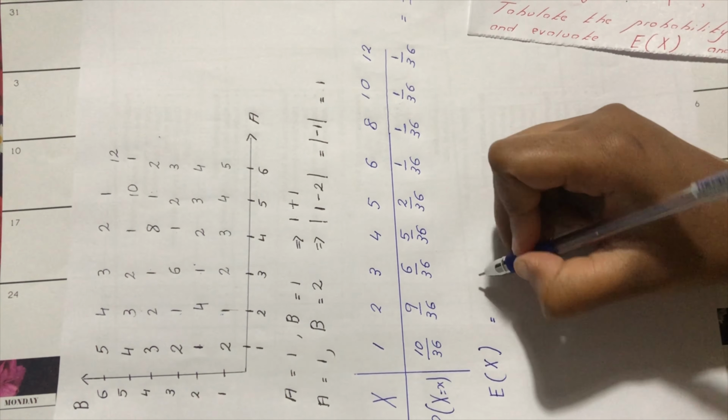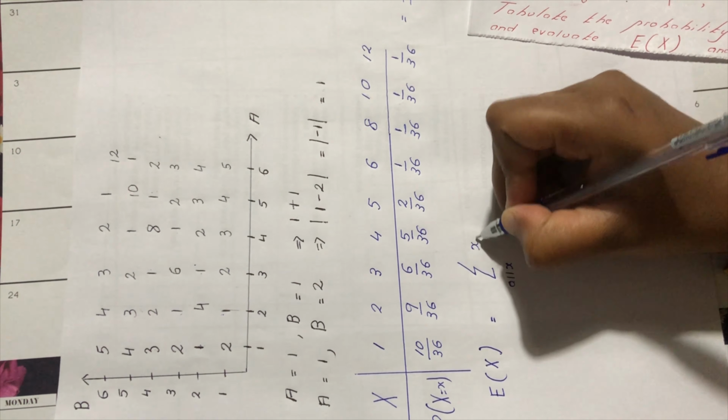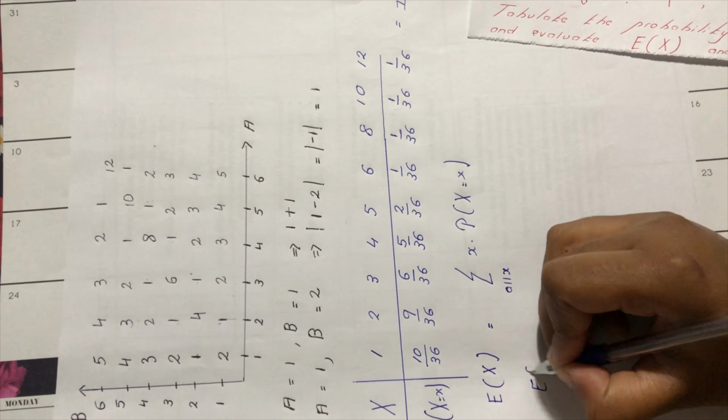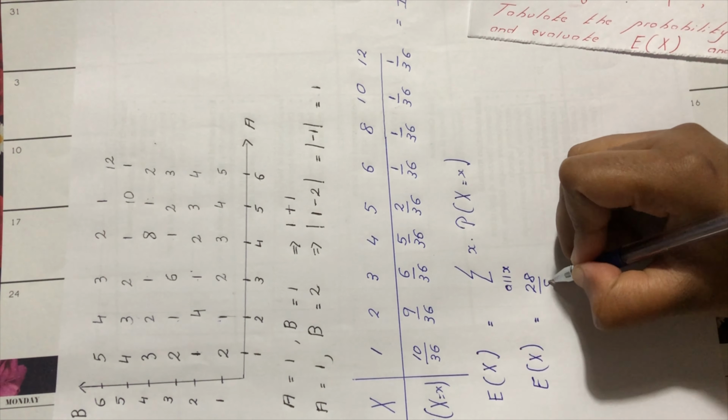Expectation, again we're going to use the formula, the sum of all values of X. We take X, we multiply by the probability. So the expectation, if you work the question, you should get 28 over 9.